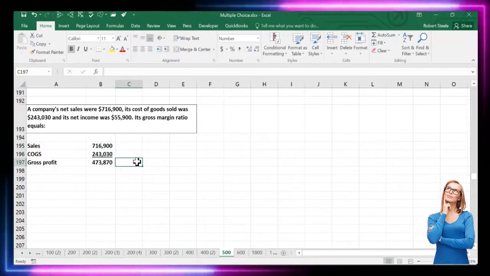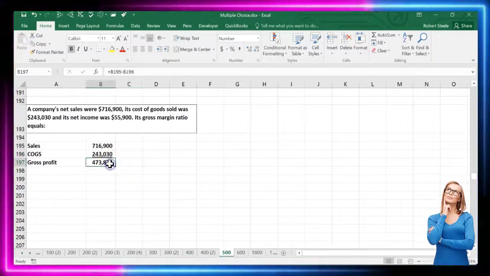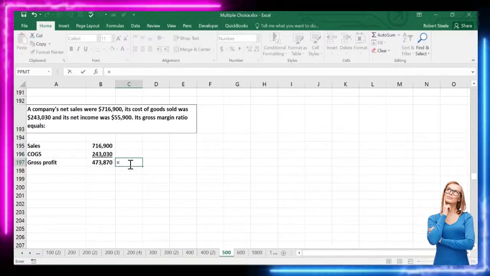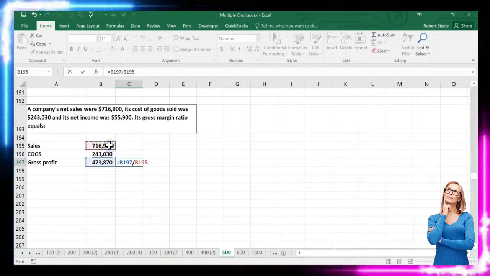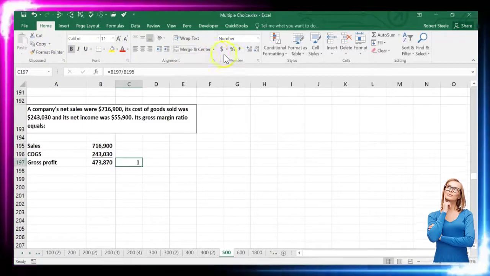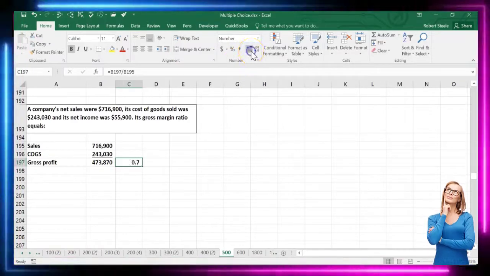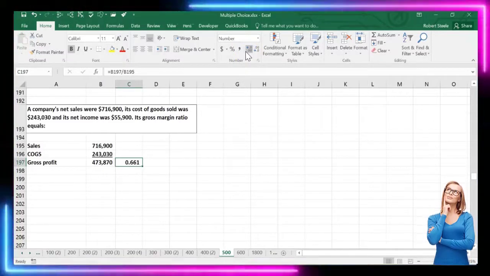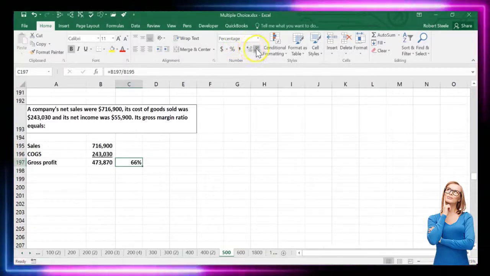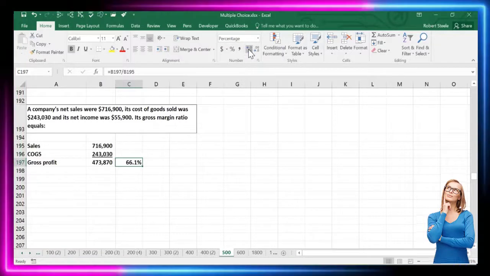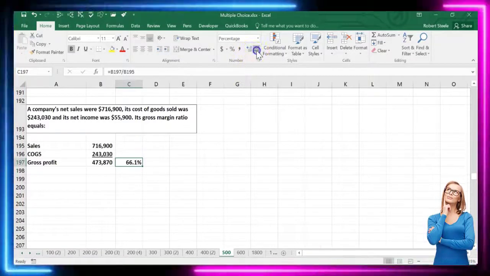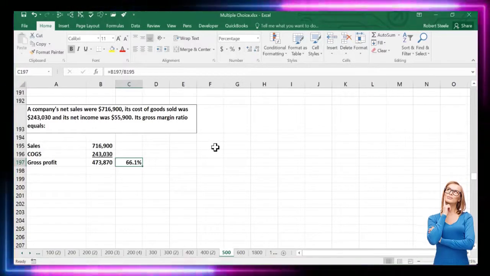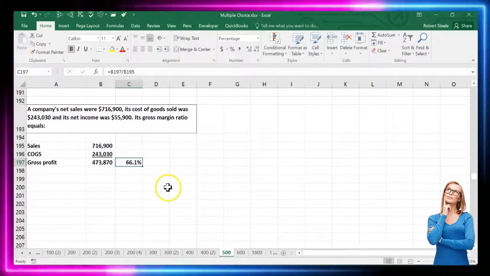Now, to figure out the gross profit margin, we're going to take the gross profit divided by the sales. I usually put that next to the gross profit, so that equals the gross profit divided by the sales. Going to the home tab, the numbers group, we add decimals, like so. It's often in the form of a percentage: if we move the decimal two places to the right, we get a percentage, and with one more decimal it's 66.1. We only need one, apparently. And there we have it. So basically, for every dollar of sales that we make, we're keeping about 66 cents. That's the gross profit ratio.